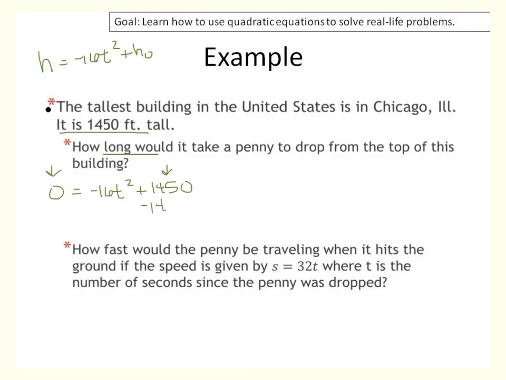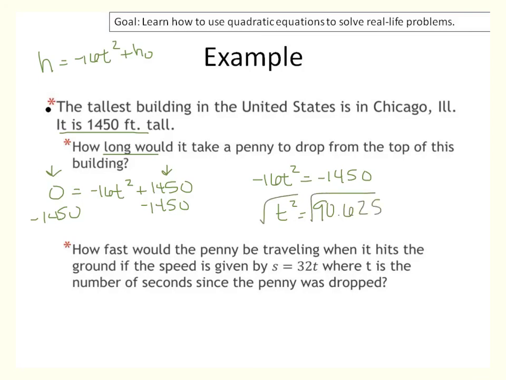I'm going to subtract 1,450 from both sides. So I'm going to switch it around. Negative 16t squared equals negative 1,450. Let's divide both sides by negative 16. So I get 90.625. And then we're going to square root both sides. And we're going to get, now we should put plus or minus, but because time cannot be negative, there we go, 9.5197 seconds.